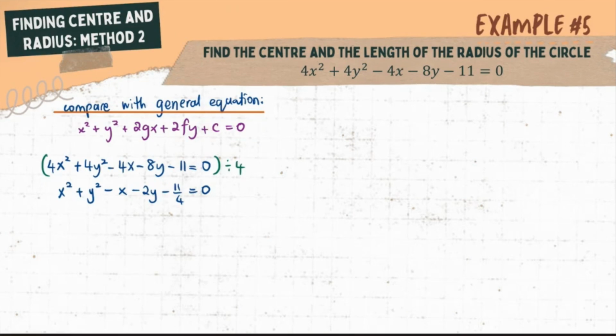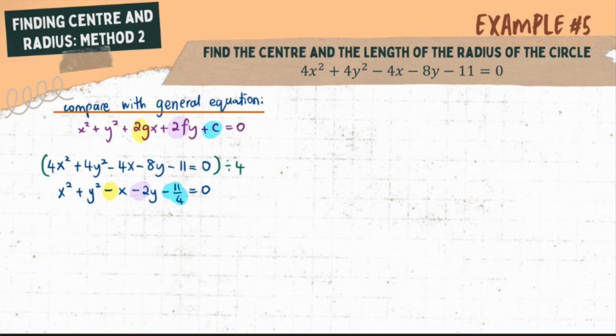Okay, now barulah kita akan compare. So x square dengan x square ni dah sama. Y square dengan y square pun dah sama. So here that means 2g will be compared with negative x. And then kita ada 2fy will be compared to negative 2. And finally plus c we are going to compare with negative 11 over 4.